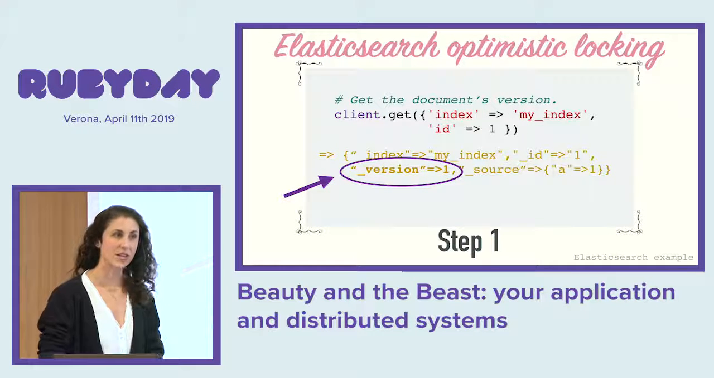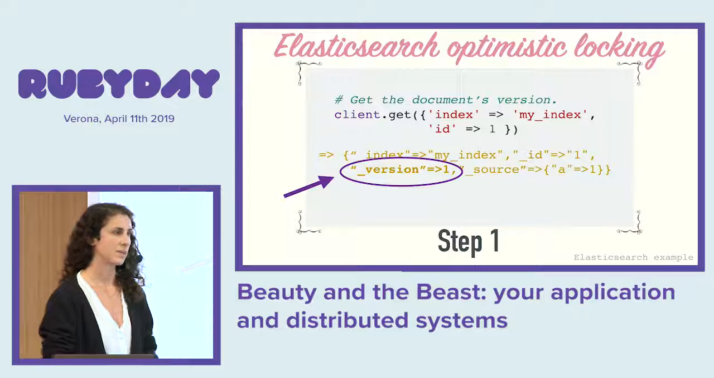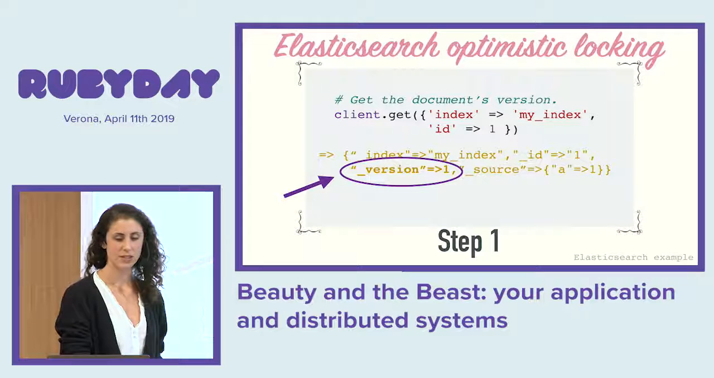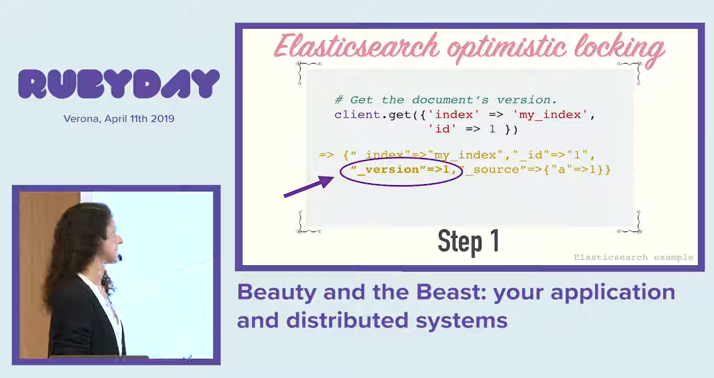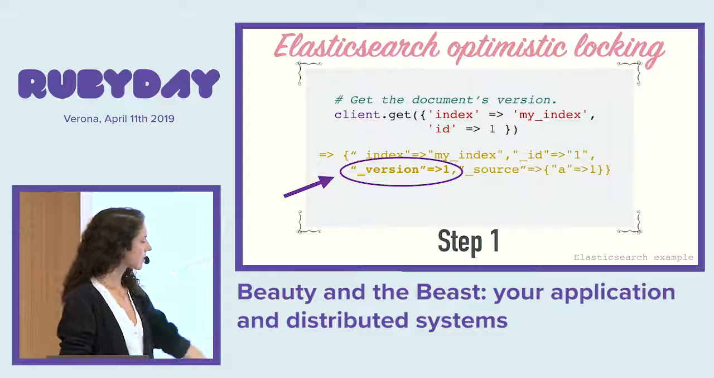So Elasticsearch has something very similar. You can do idempotent operations also in Elasticsearch, and we call it optimistic locking. And the way it works, so again, Elasticsearch, you can see in the right corner.